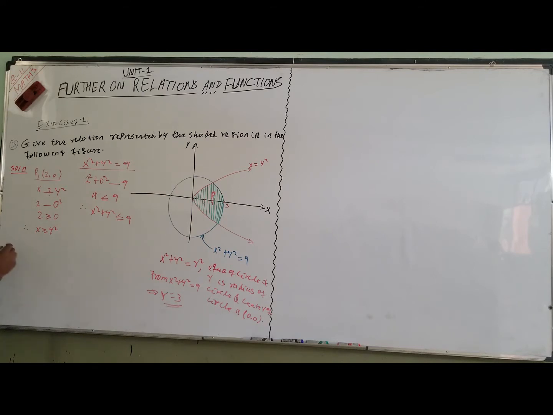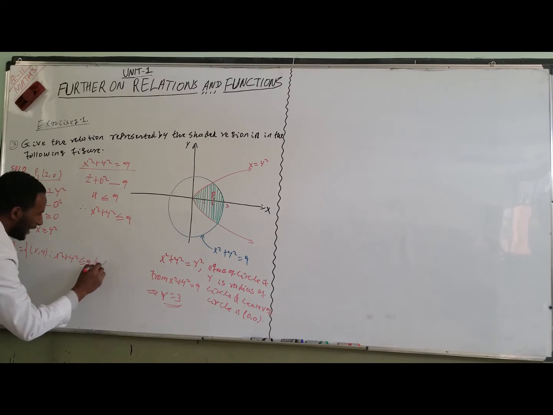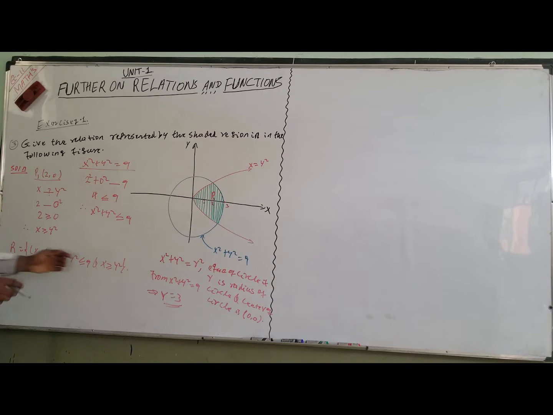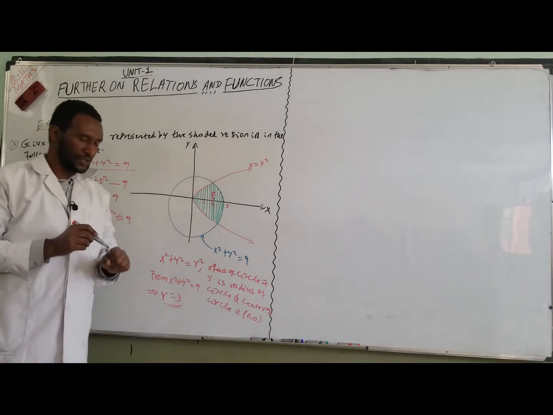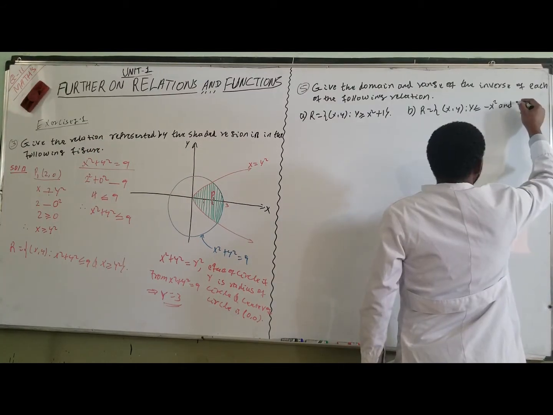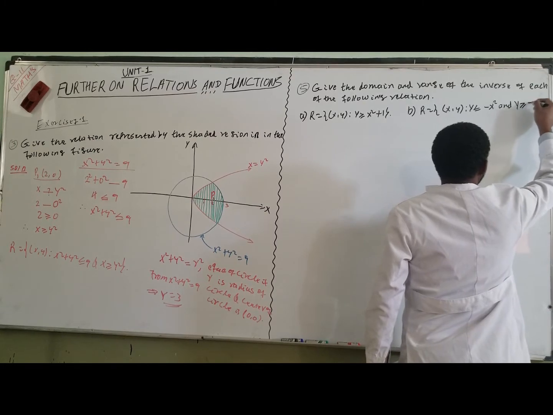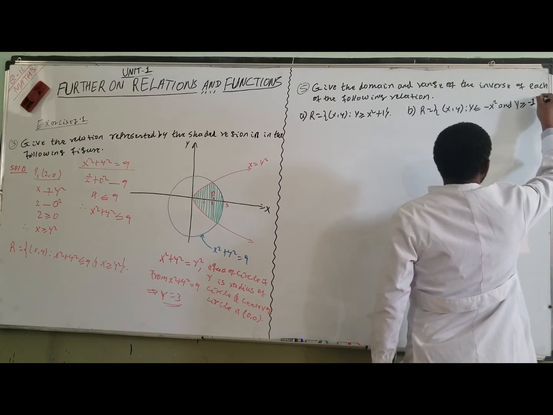Then our relation becomes R equals the set of (x, y) such that x square plus y square is less than or equal to 9 and x greater than or equal to y square, which represents this shaded region, and y greater than or equal to minus 1.